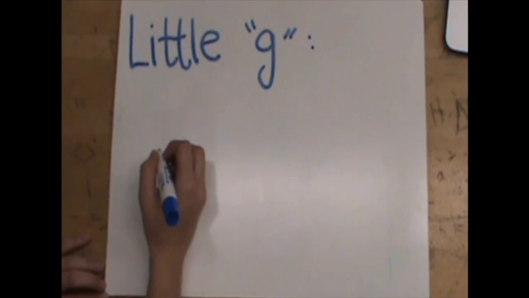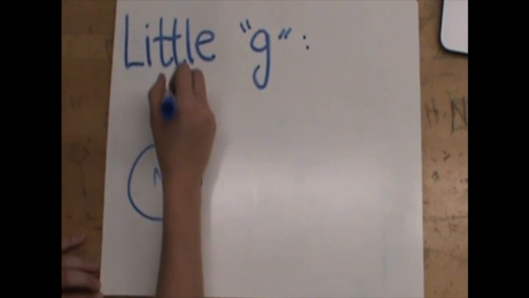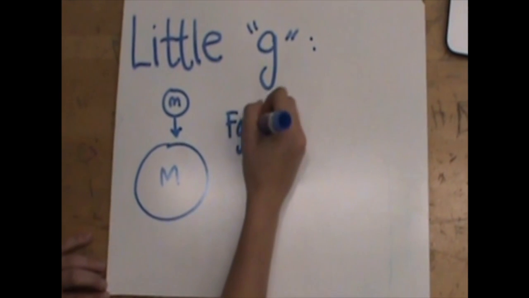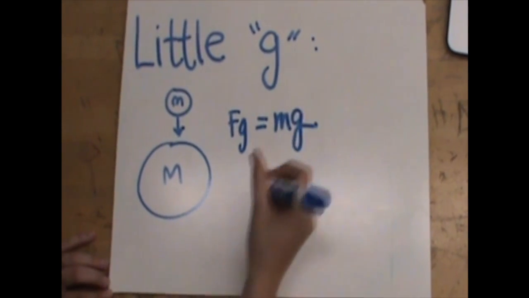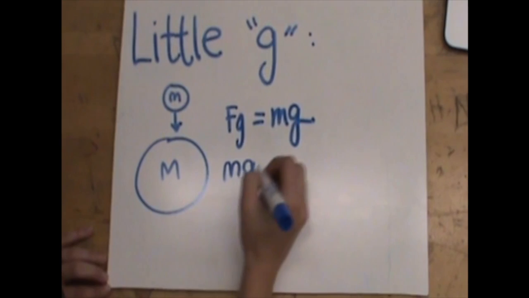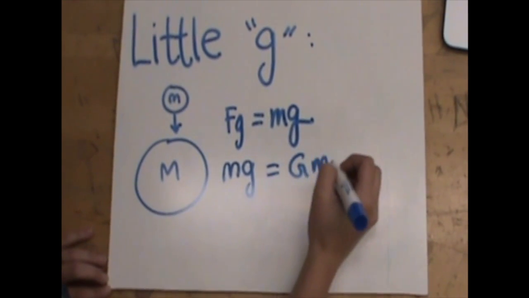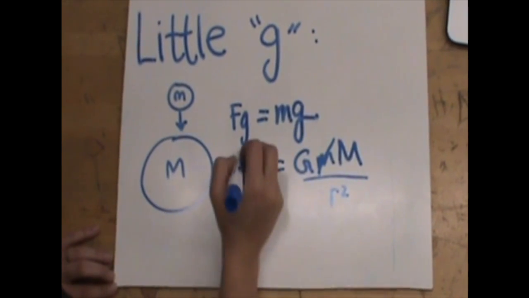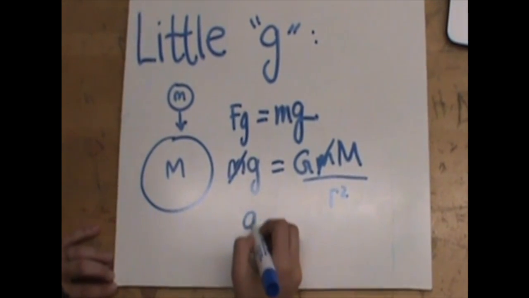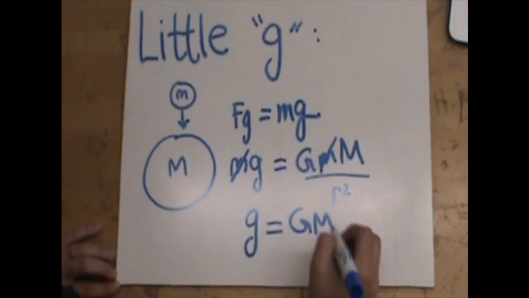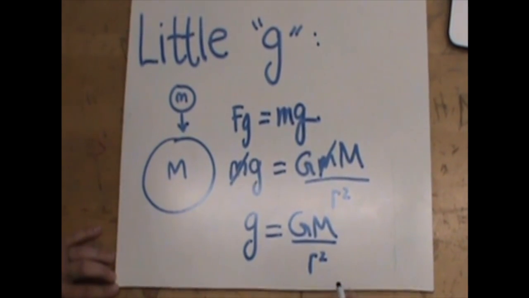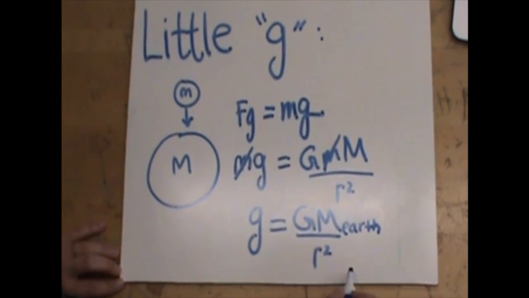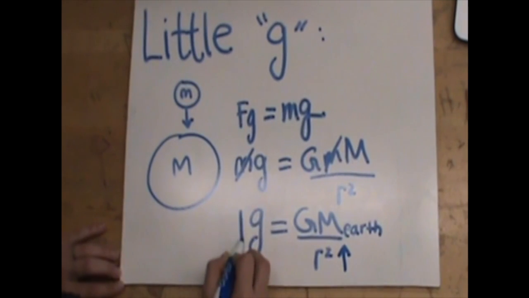Let's talk about little g. Slow down. You know from previous chapters that the weight of an object can be more simply written as Fg equals mg. By transitive property, we can set mg equal to GMm over r squared. Simply canceling out the mass of the object in question, we can determine that little g is equal to big G times the mass of the Earth over r squared. Now you know why little g isn't constant on the entire surface of the Earth. At higher elevations, g is less.